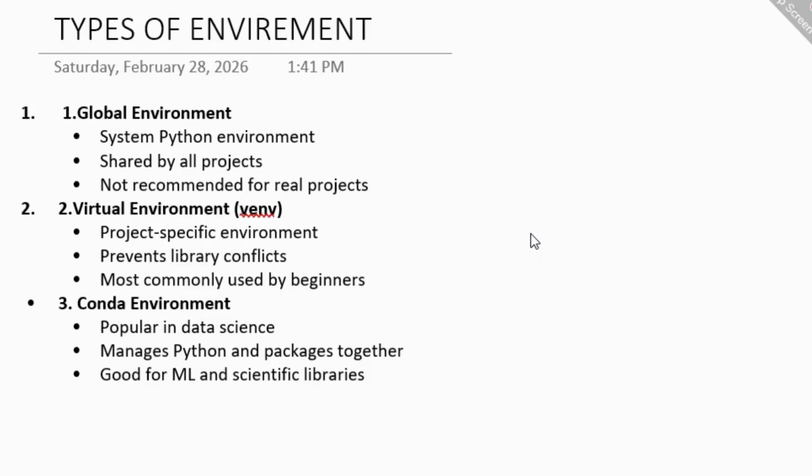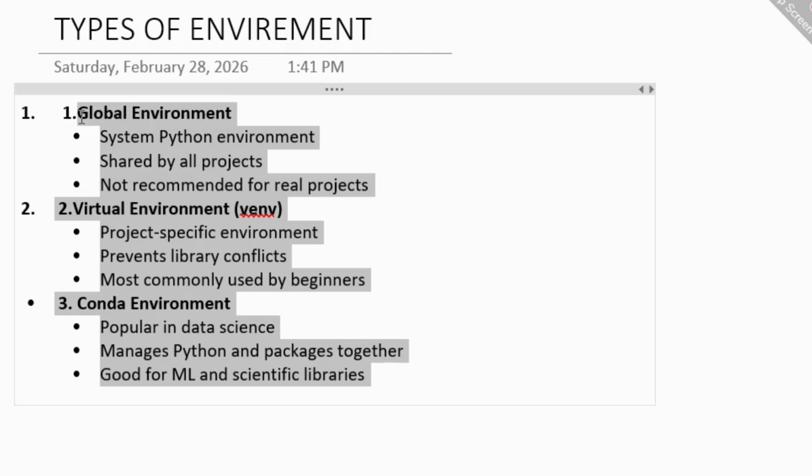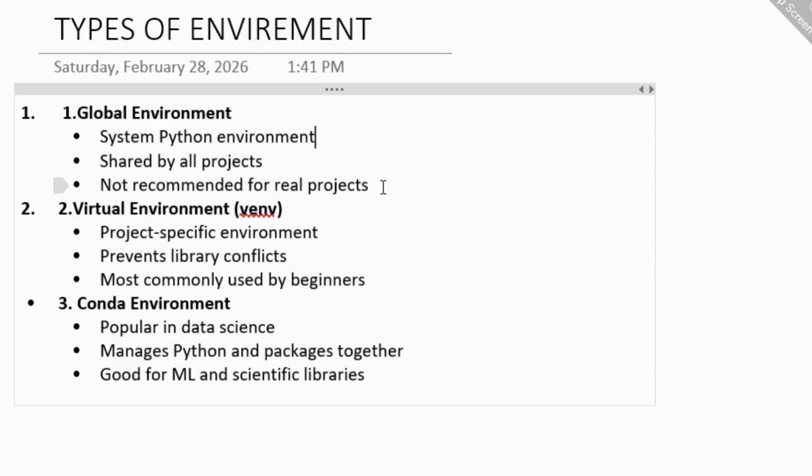Now let's talk about the types of environments. Basically, there are three main types of environments to work with in Python. The first one is called the global environment. The global environment is the system Python environment, shared by all projects, and it is not recommended for real projects.